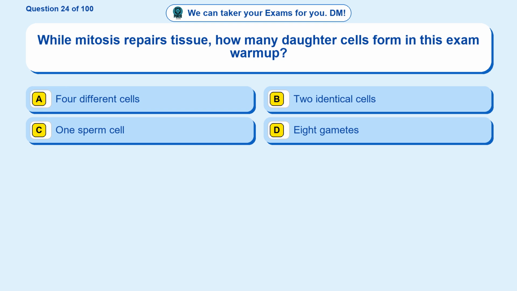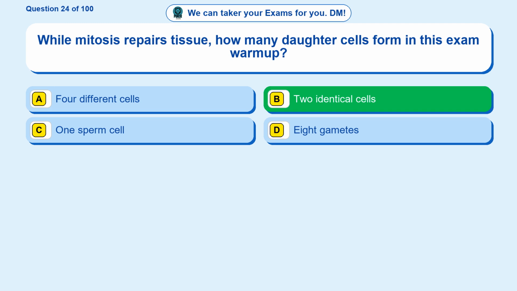Question 24. While mitosis repairs tissue, how many daughter cells form in this exam warm-up? Option A. 4 different cells. Option B. 2 identical cells. Option C. 1 sperm cell. Option D, 8 gametes. The correct answer is option B.